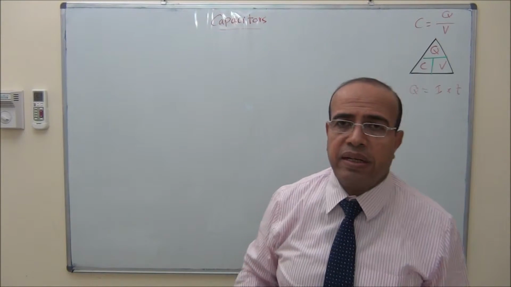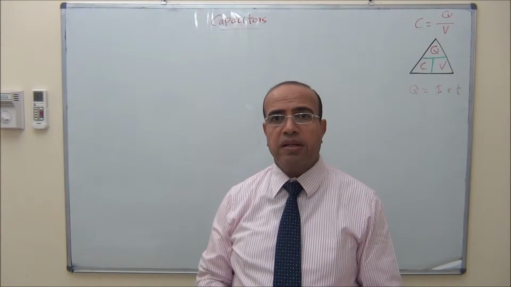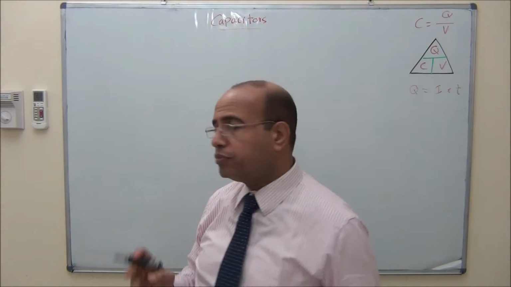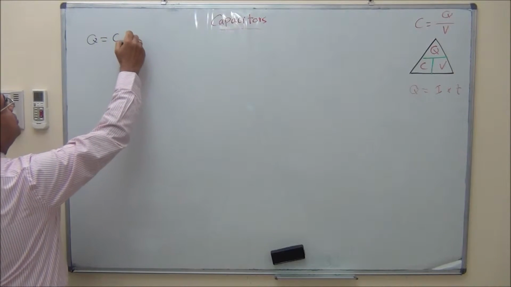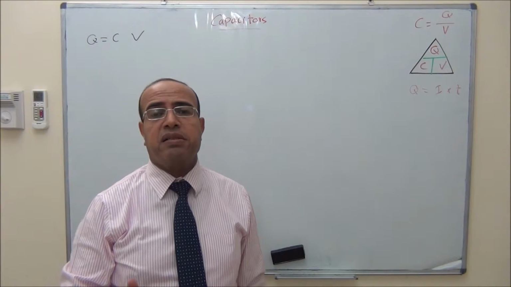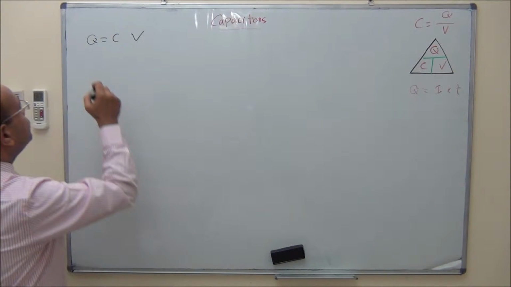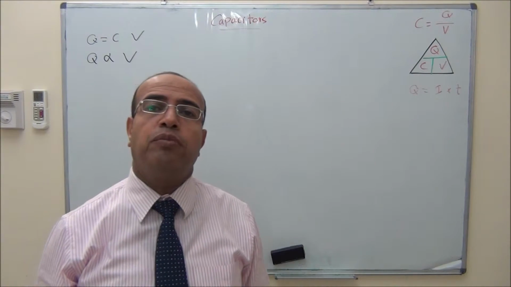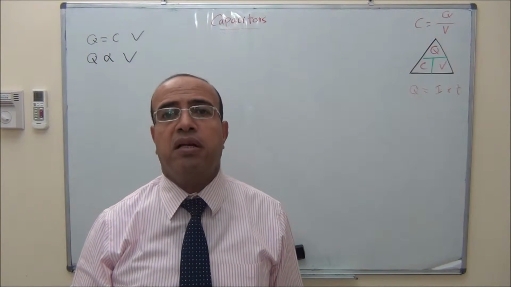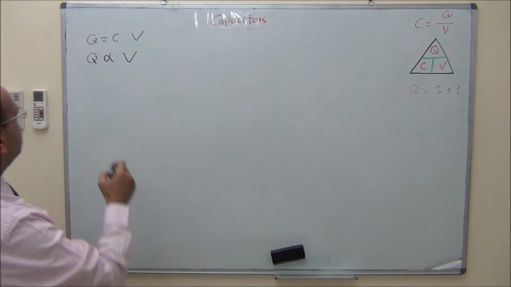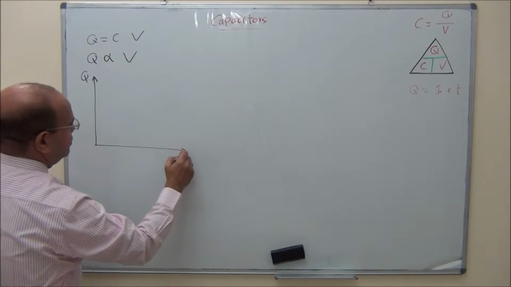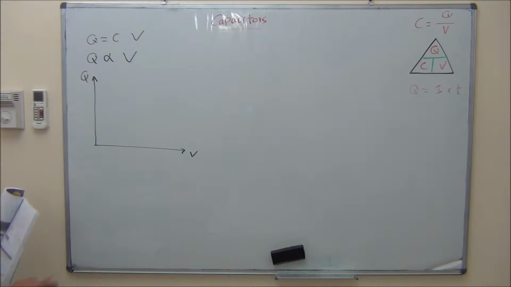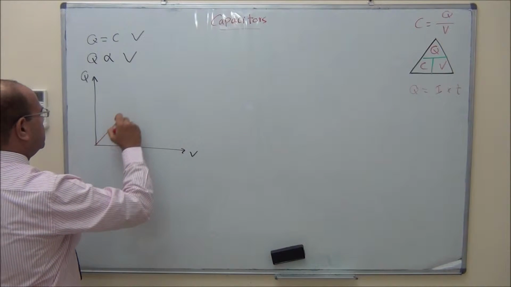Let us see the next part of the capacitor, the energy in the capacitor. When we represent the relation between charge and V, we know that Q equals CV. C is constant. The capacitance of the capacitor is constant. So Q is directly proportional to V. So when we represent the relation between Q and V, we will get a straight line passing through the origin. So this is Q and this is V. So the relation between Q and V in the capacitor is a straight line passing through the origin.